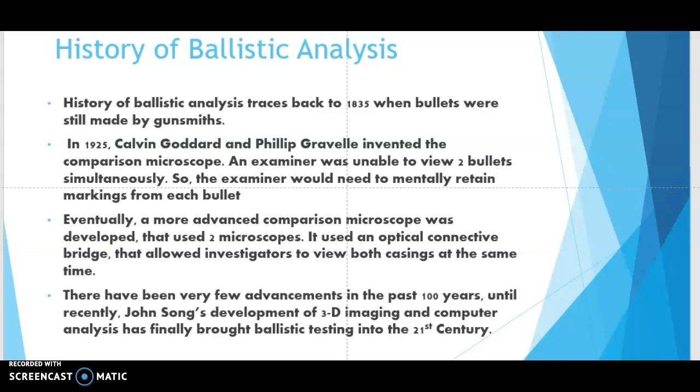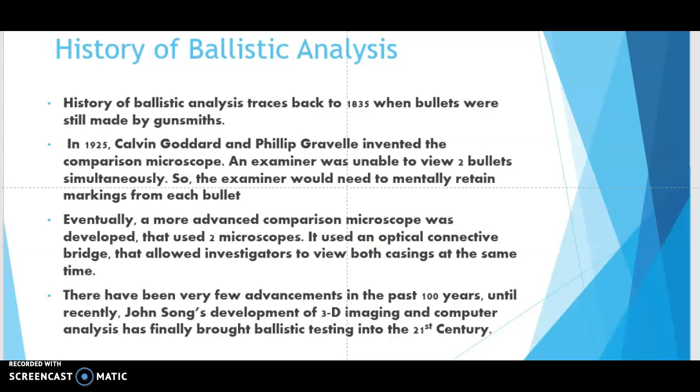The history of ballistic analysis traces back to 1835, when bullets were still made by gunsmiths. In 1925, Calvin Goddard and Philip Gravelle invented the comparison microscope. An examiner was enabled to view two bullets simultaneously, but the examiner would need to mentally retain markings from each bullet. Eventually, a more advanced comparison microscope was developed that used two microscopes. It was an optical connective bridge that allowed investigators to view both casings at the same time.